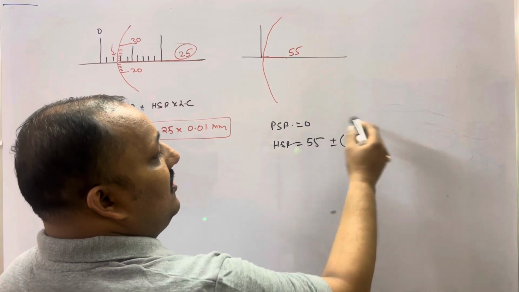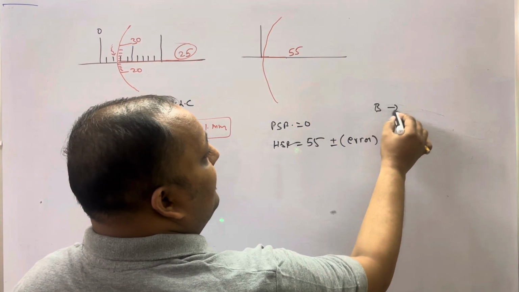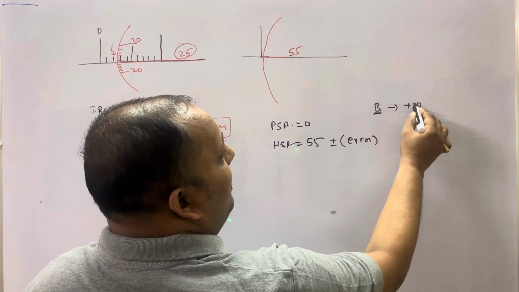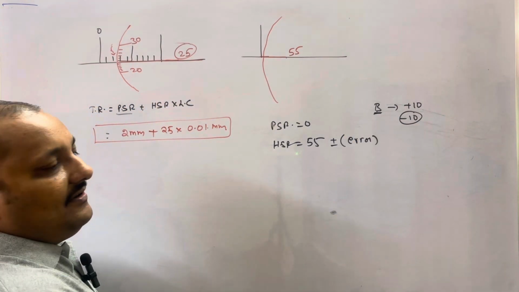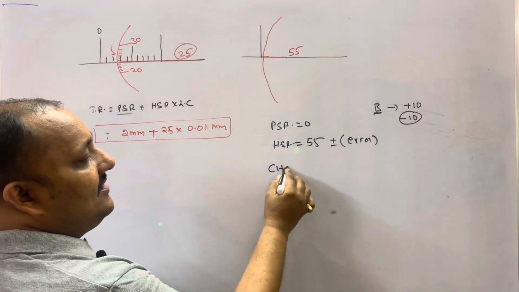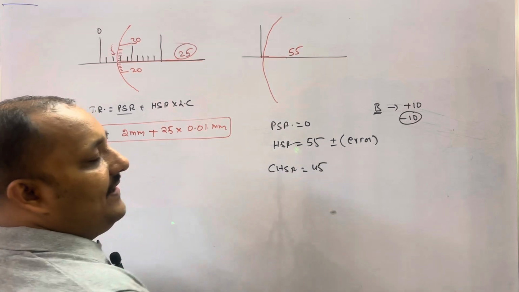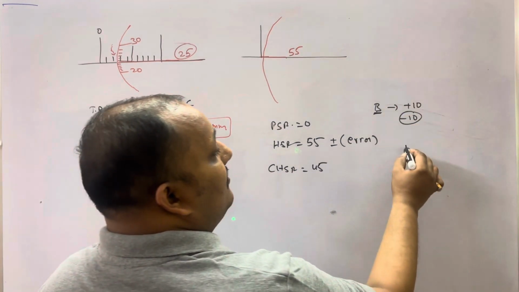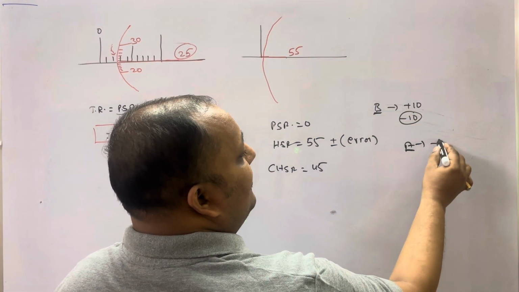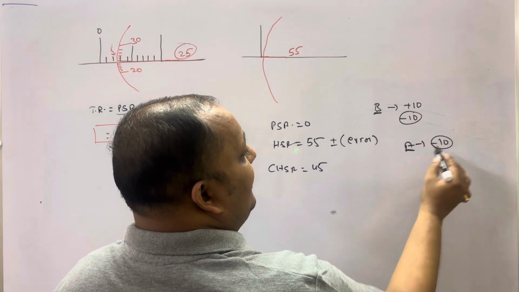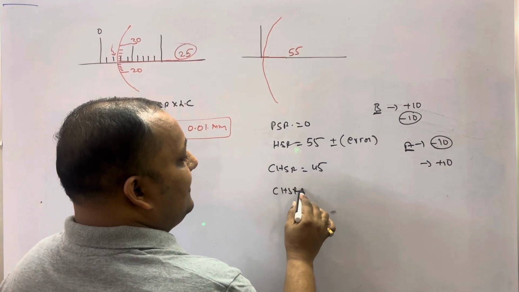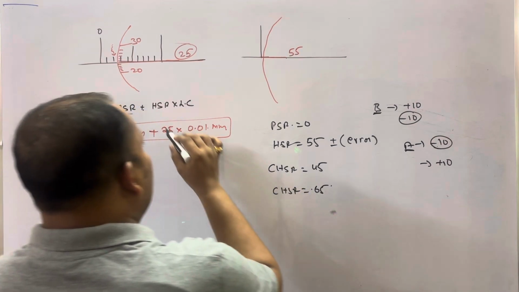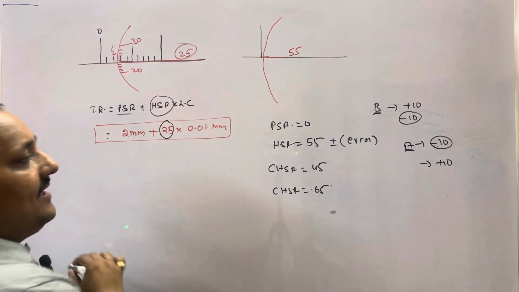If 10 divisions below, 10 divisions below means error is positive, correction is negative. So minus 10 we will do. At the time the corrected HSR is going to be 45. If 10 divisions above, error is going to be negative, I said. 10 divisions above means correction is going to be positive. At the time CHSR will be 65. This value you will substitute here.